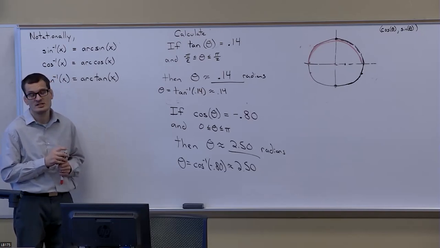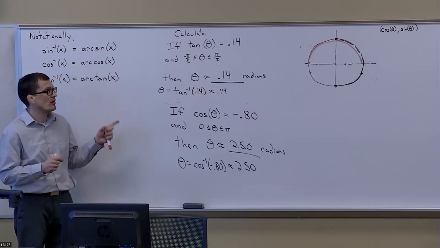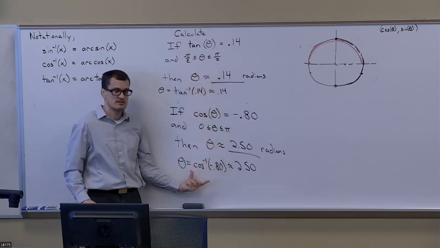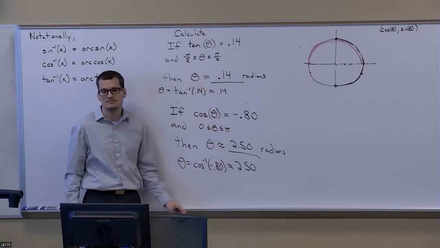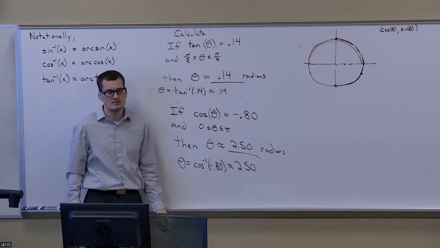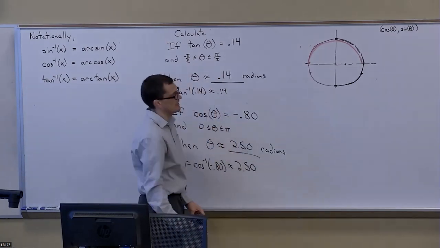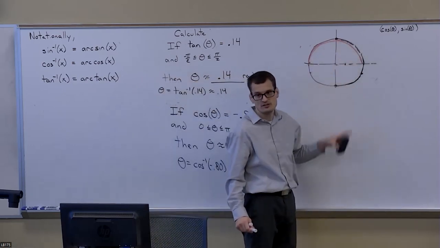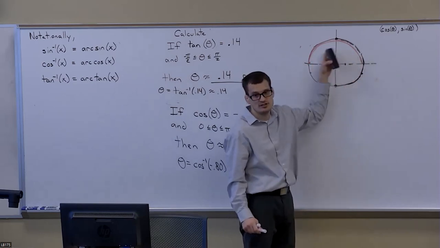Okay? So we can use these to solve the equations as long as we are all aware that we've restricted our angle theta to a certain output. The range of the inverse function is restricted. On sines and tangents, it's restricted to the right-hand side of the unit circle. On cosine, it's restricted to the top half of the unit circle.